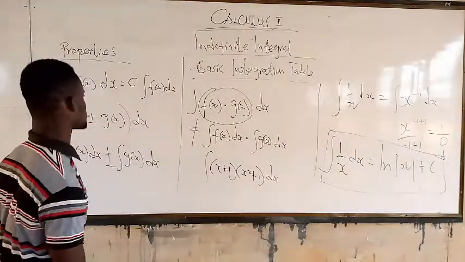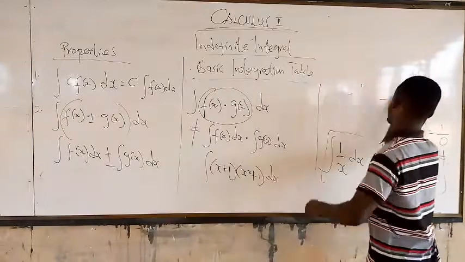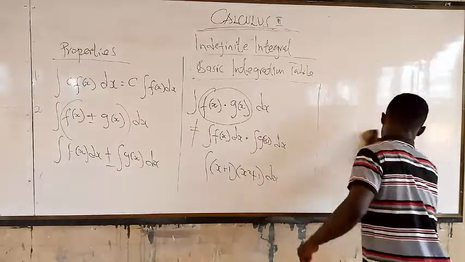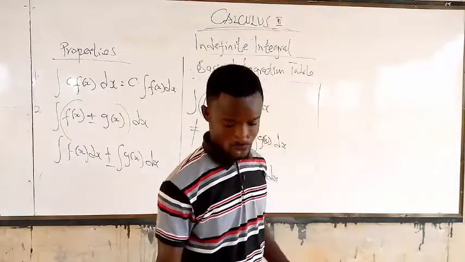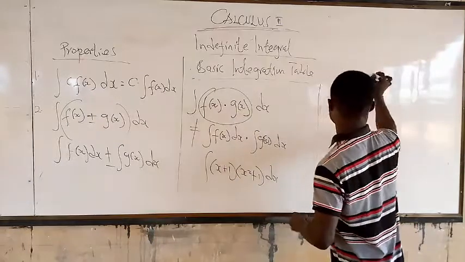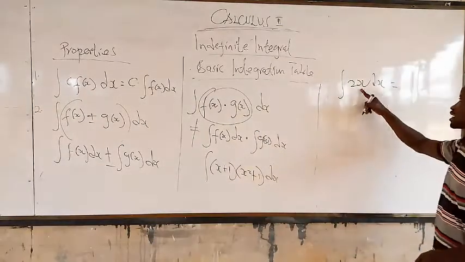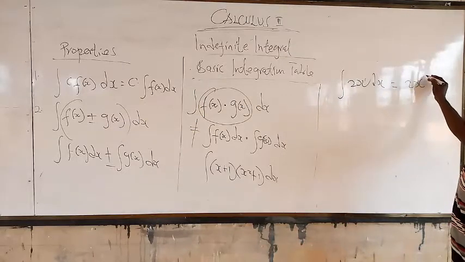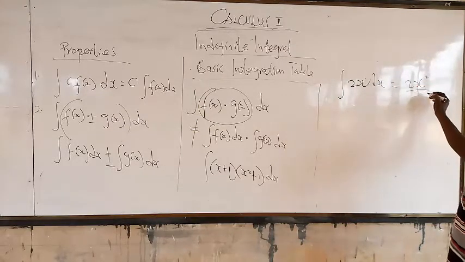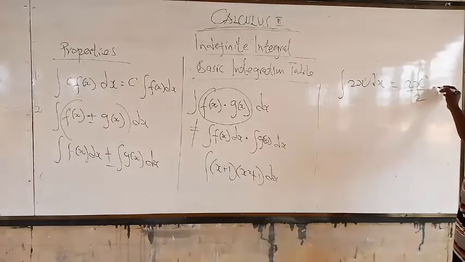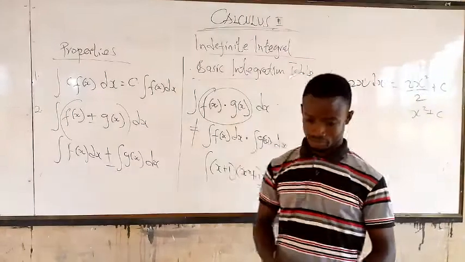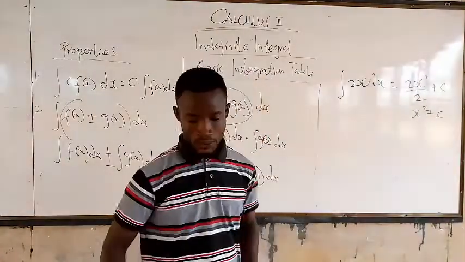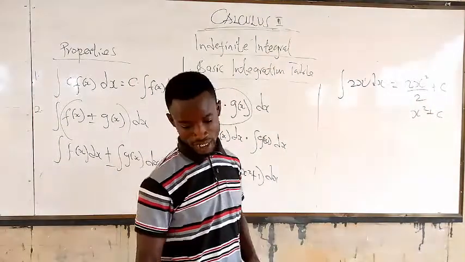Let's try some examples. Okay, so let's look at the integral of 2s ds. Simply, here the power is 1. So add 1 to the power, then you divide the result by this. So this gives s squared plus c. So finally we get s squared plus c. Alright? Thank you. So that is that for that.